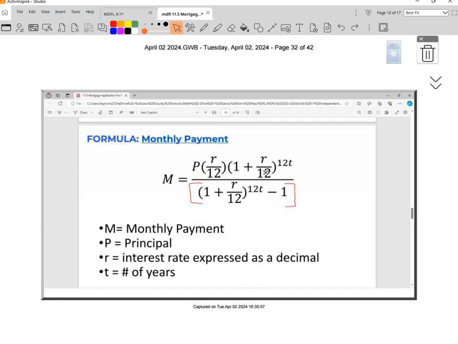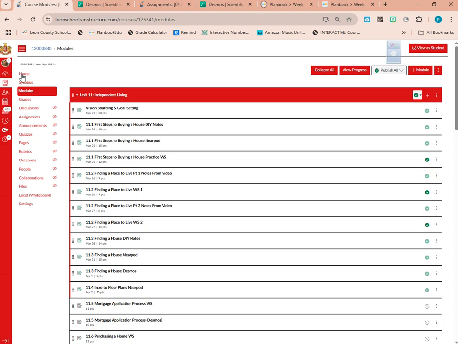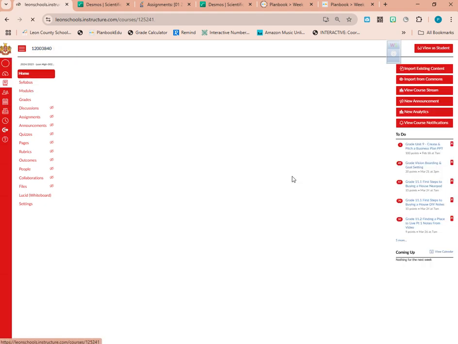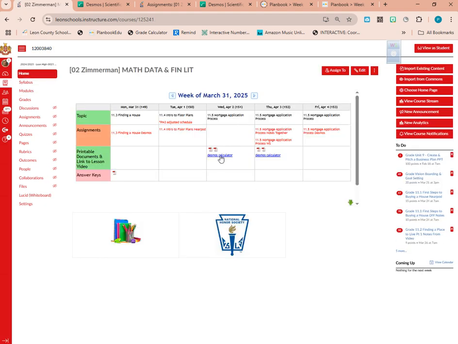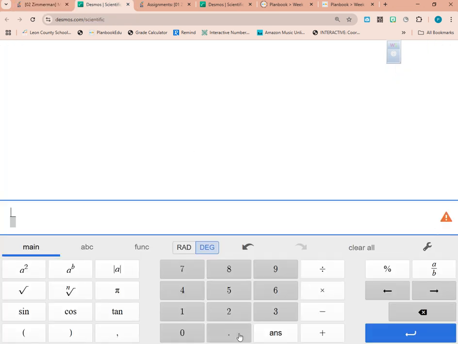We have worked with this monthly payment before, compound interest monthly payment. Today we are going to be using it again. I implore you to use the Desmos calculator. I linked it to your home page here in Canvas, so you do not have to go looking for it. It's right here. When you open it up, it's going to look like this.